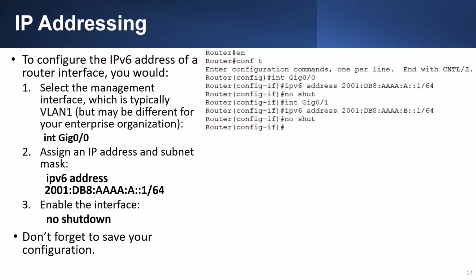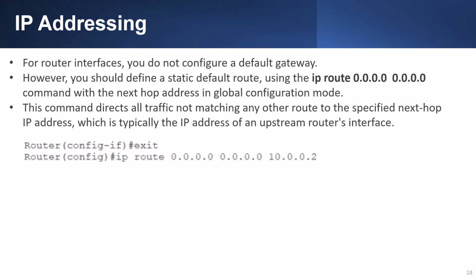To configure the IP version 6 address of the router interface, you would select the interface, such as using int gig 0/0, and assign an IP address and subnet mask using the IPv6 address command. Enable the interface with the no shutdown command, and don't forget to save your configuration. For router interfaces, you do not configure a default gateway.